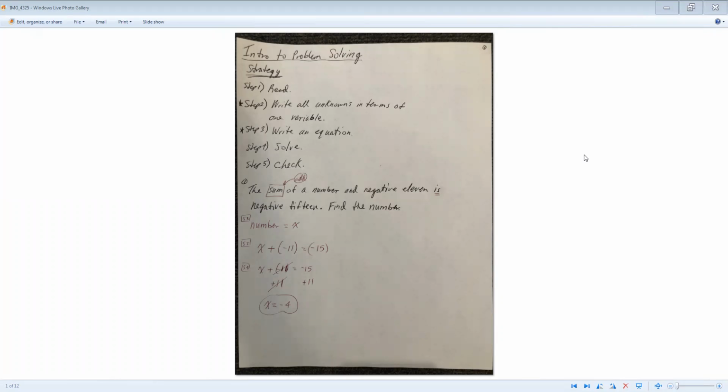This video is an intro to problem solving. We have a 5-step strategy that it starts off with. First is, of course, to read the problem. Second is to write all unknowns in terms of one variable.